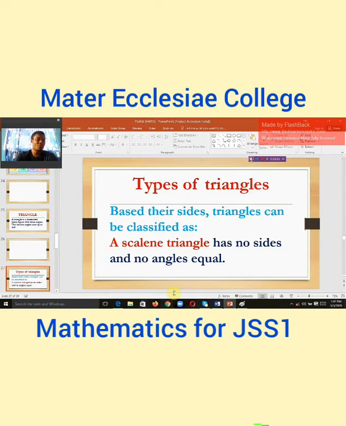What is a scalene triangle? A scalene triangle has no sides and no angles equal. It means that all the sides and all the angles are unequal. So a triangle whose sides and angles are unequal is referred to as a scalene triangle. If you look at the triangle, all the sides are not equal, all the angles are not equal. Such a triangle is referred to as a scalene triangle.